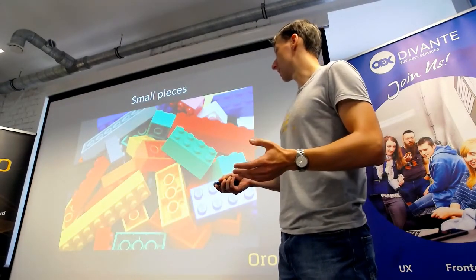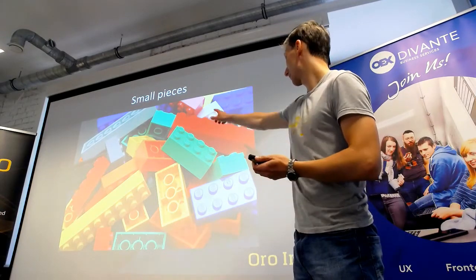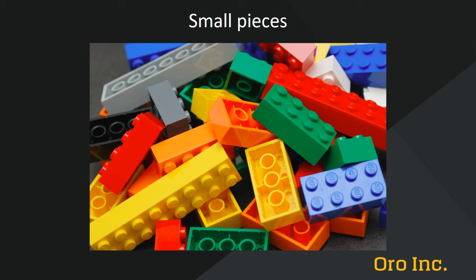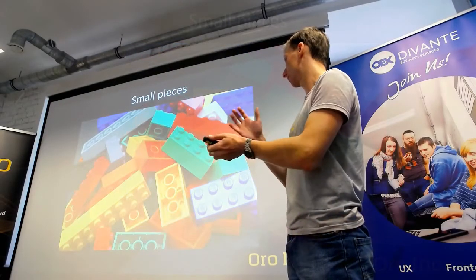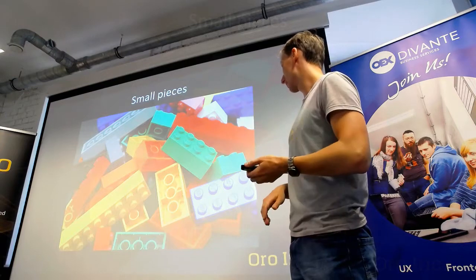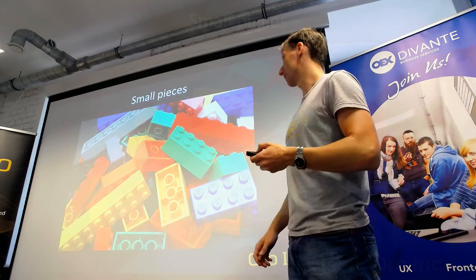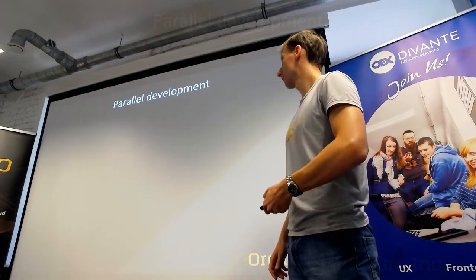Small pieces actually remind me of Lego bricks, because you have a small, simple interface, you know how to put them all together, you know how to integrate them, and you can build quite a complicated structure from these components, and they're pretty much robust. So this is, in my opinion, the best way you can build your application and your modules.